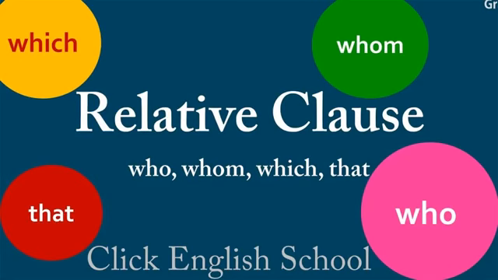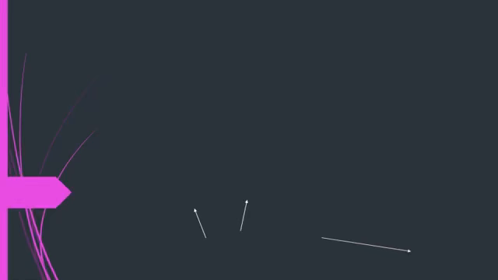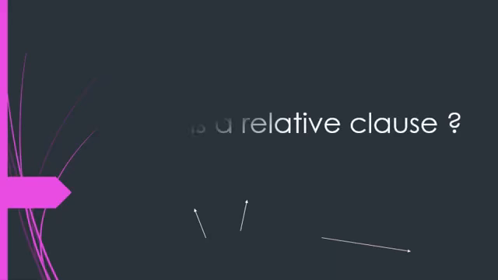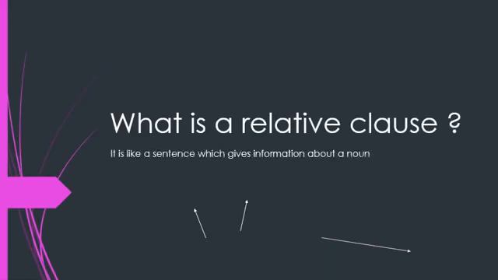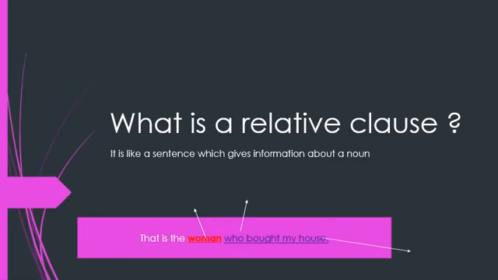Today I'm going to complete what we started previously when we talked about relative clauses. We defined what a relative clause is, and I told you that a relative clause is like a sentence which gives information about a noun. We said that a relative clause, بالعربي جمل الوصل اللي هي بتعرف الاسم.